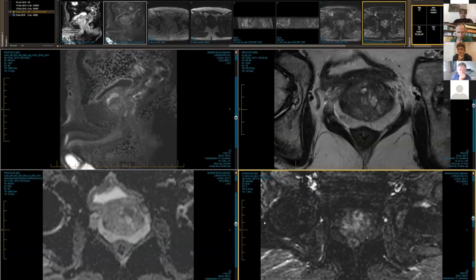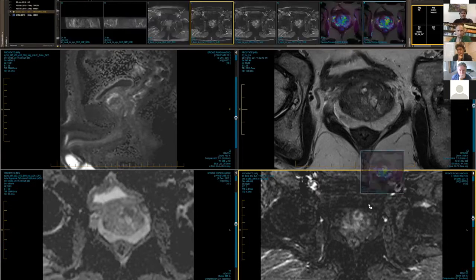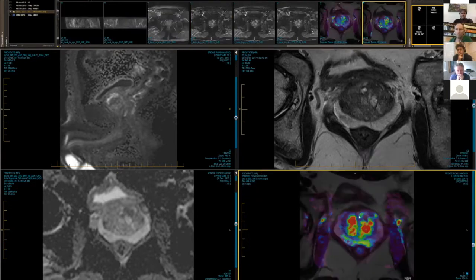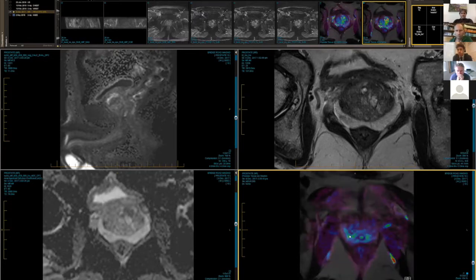But it's really only the DCE that is useful as a differentiator in the peripheral zone. Right. And if I go back to this image, you can see at the base, we can't really see that lesion. And at the apex, we can't see that lesion.